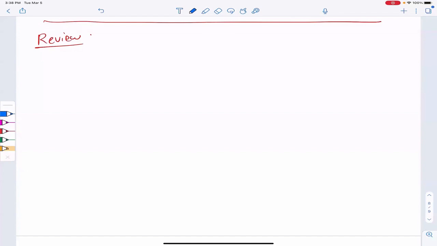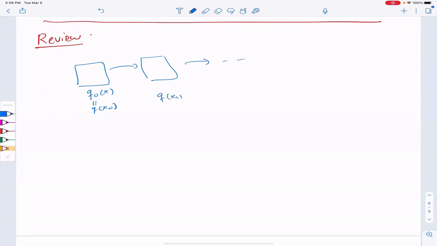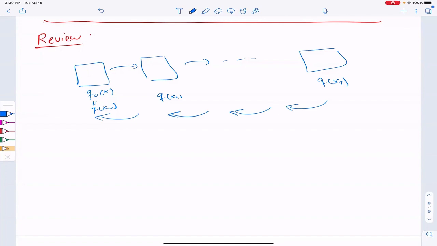All right, so as I mentioned, we have some clean samples represented by q(x0). In the forward process, we add noise up until a point that we basically get a normal distribution. And in the backward process, we try to denoise it. In the reverse process, our goal is to denoise it one step at a time.